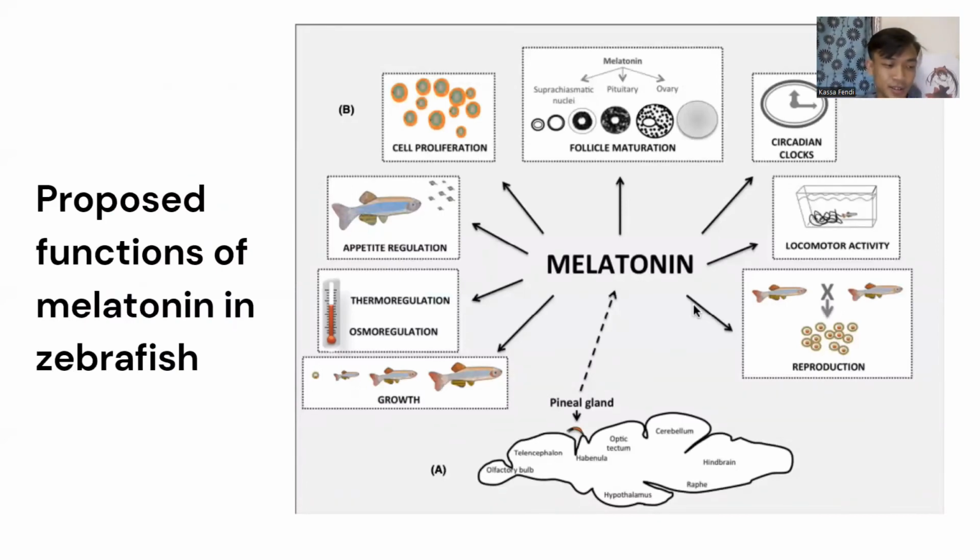Okay, so to conclude, this is basically what we've presented previously. These are the proposed functions of melatonin in zebrafish, as Kassa, Evelyn, and I have presented. Melatonin plays a role in cell proliferation, in reproduction, in the circadian cycle, and affects locomotor activity, the pineal gland, growth, thermoregulation, osmoregulation, and also appetite regulation.